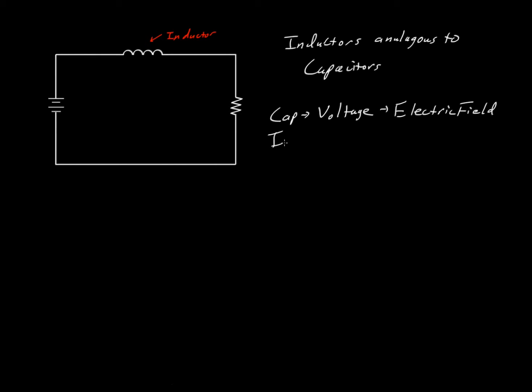All right. Inductors, they mainly affect current, and they do that by storing energy in a magnetic field. Okay. So once again, they are analogous to each other, but remember, capacitors affect voltage by storing energy in an electric field. Inductors affect current by storing energy in a magnetic field.